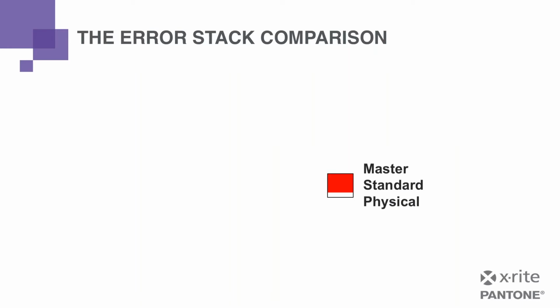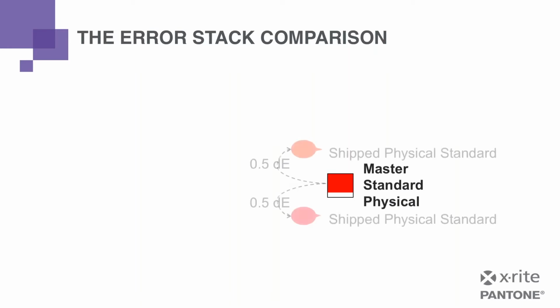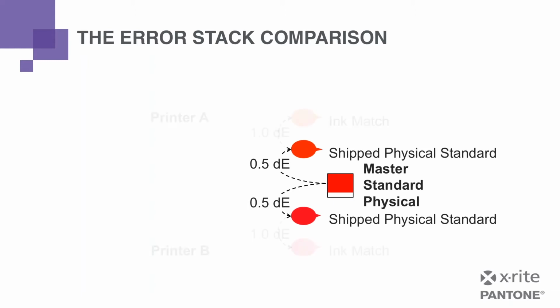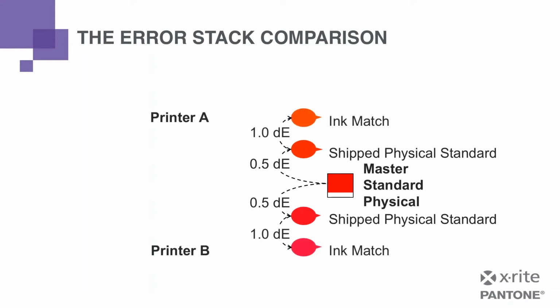So we start off with a master physical standard. Let's say I make 2 physical standards, one for printer A, one for printer B. And they're off by, let's say, about 1/2 delta E. So not very much, but they're moving in opposite directions. And so now those 2 samples are actually a delta E of 1 apart. Then someone in an ink lab gets that physical standard and measures it and tries to match the ink, and they try to come within a tight tolerance, and they're within a delta E of 1. But again, the same thing happens at 2 different ink labs, and they're moving in 2 different directions.